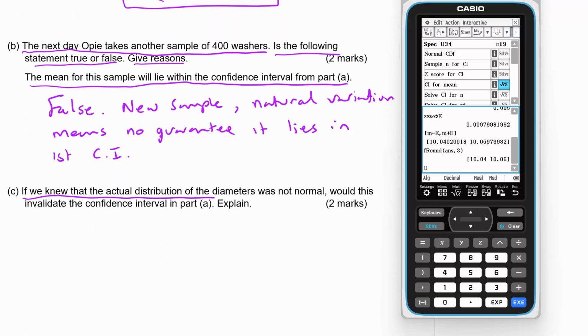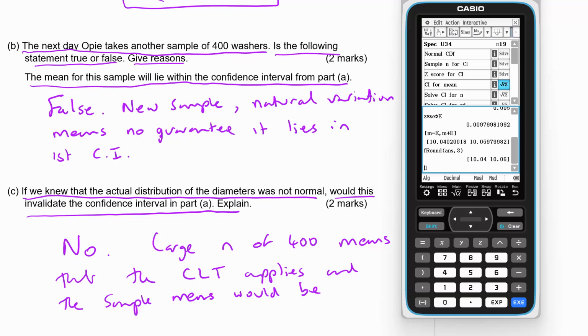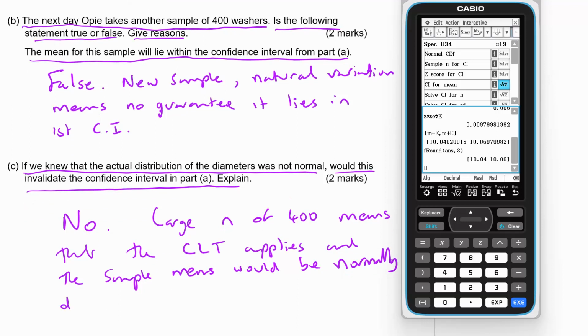If we knew that the actual distribution of the diameters was not normal, would this invalidate the confidence interval in part A? And explain. No. Large n of 400 means that the central limit theorem applies and the sample means would be normal, or at least normally distributed.